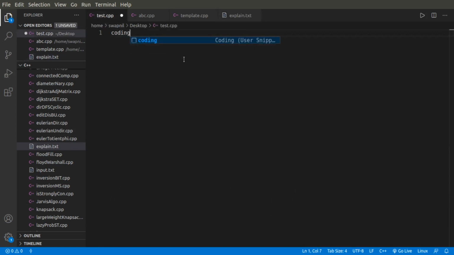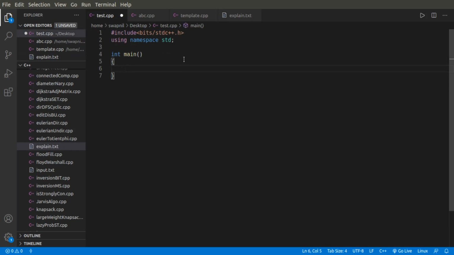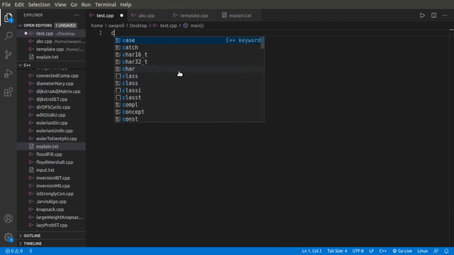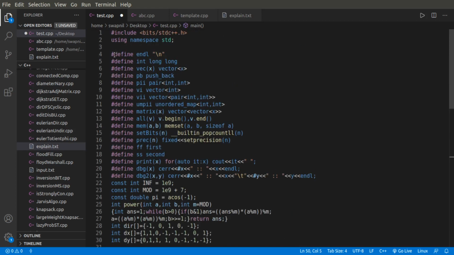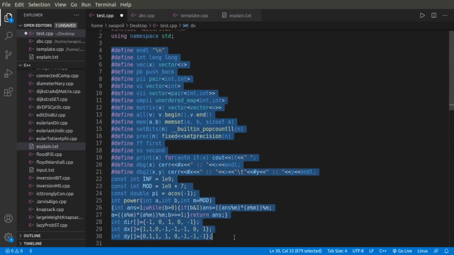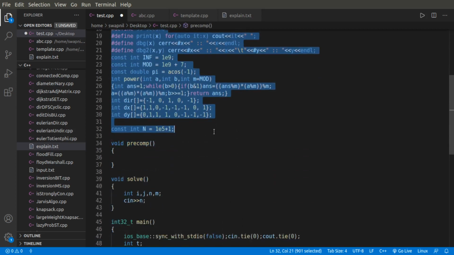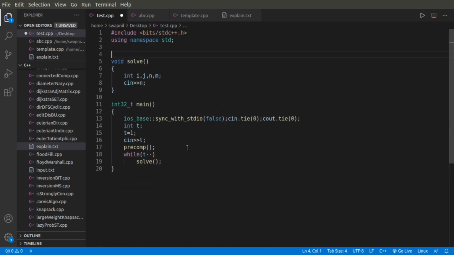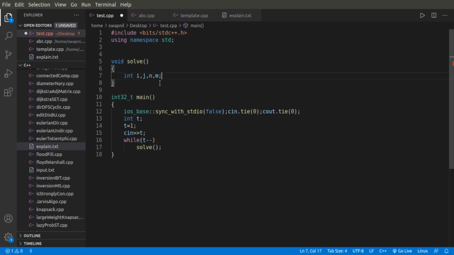Okay, so I will start the coding part. I will just use a basic template over here, and I will remove all the macros so that it will be easy even for beginners to understand what exactly I am trying to do in this problem. So we have removed all the macros, and it's a basic CPP template, and this solve function is running t times, where t is my number of test cases.